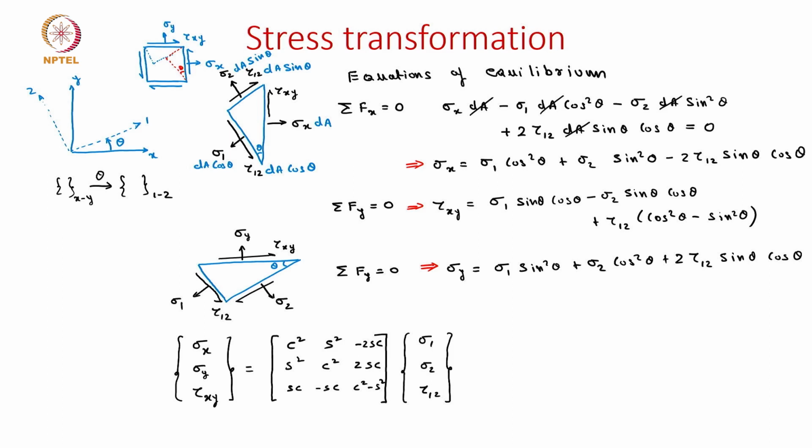So, how do we show that? We are interested in seeing the transformation going from the body coordinates to the material coordinates. For that, we need to inverse this matrix. Once we inverse this matrix, we should be able to show sigma 1, sigma 2, tau 12 written in terms of a 3 by 3 matrix times the stresses in the body coordinates, which are sigma x, sigma y, tau xy.